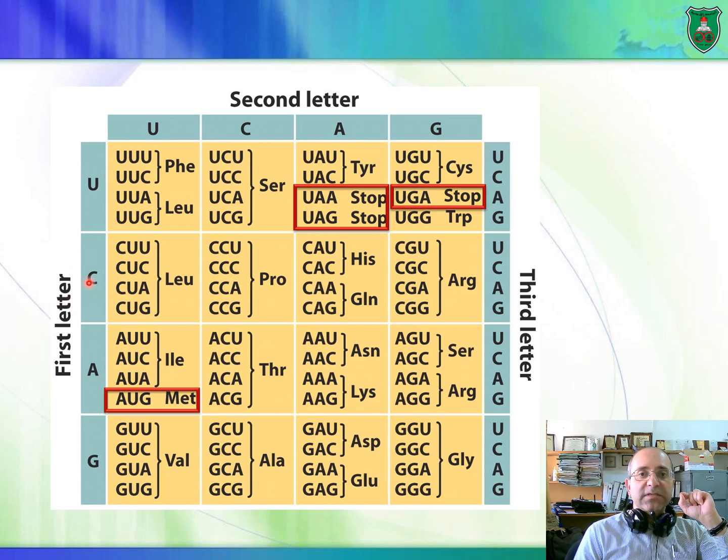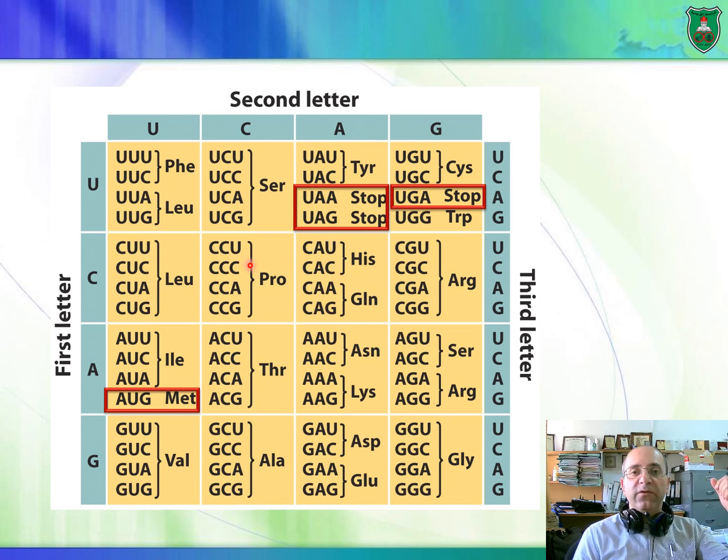Now the second letter, you go up here and you say, aha, it's A, and then you stick to this box right here. So they intersect right here. So CAU, and you look at the third letter, so it is U right here. So that's CAU, and CAU is translated into an amino acid known as histidine. And it is abbreviated as HIS.